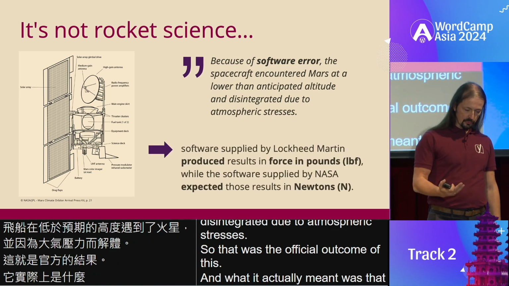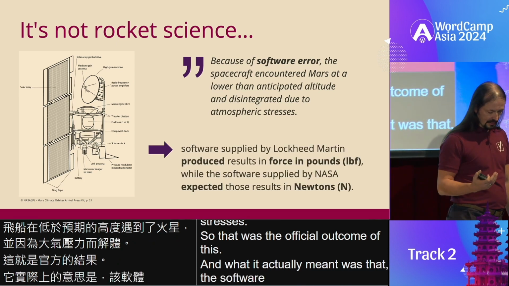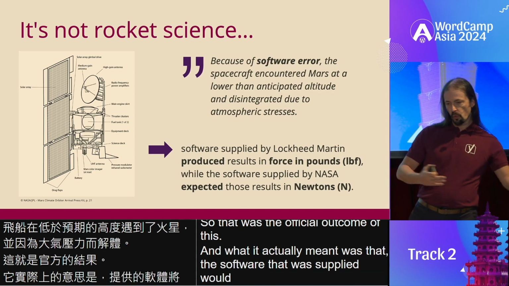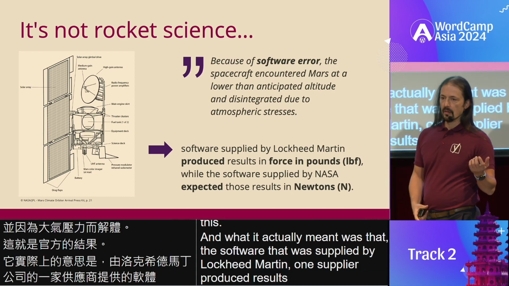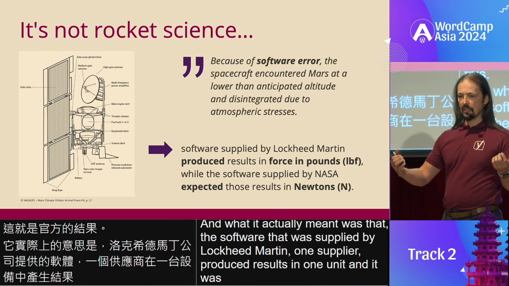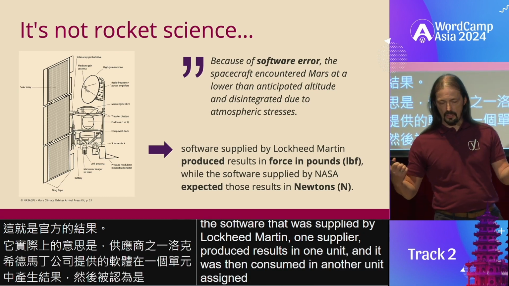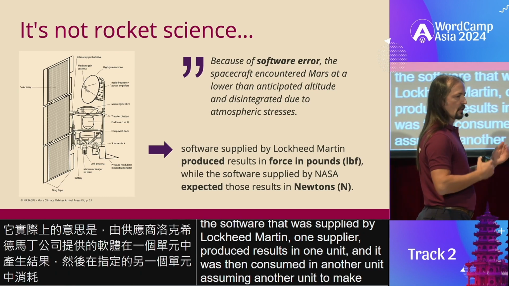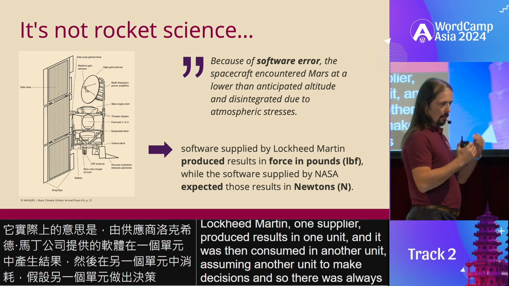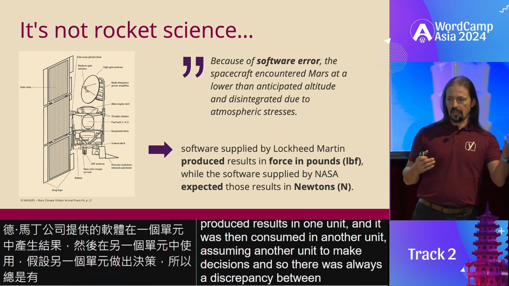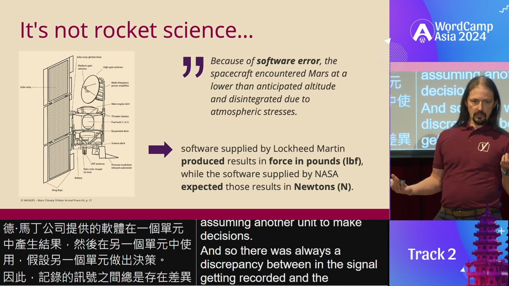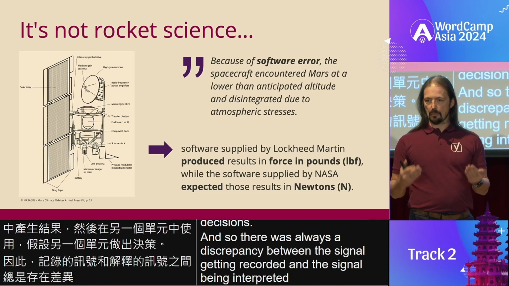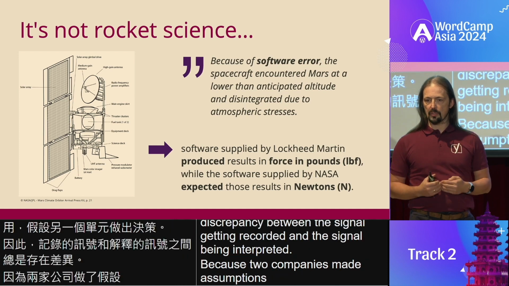the software that was supplied by Lockheed Martin, one supplier, produced results in one unit, and it was then consumed in another unit, assuming another unit, to make decisions. And so there was always a discrepancy between the signal getting recorded and the signal being interpreted, because two companies made assumptions that produced a mismatch.